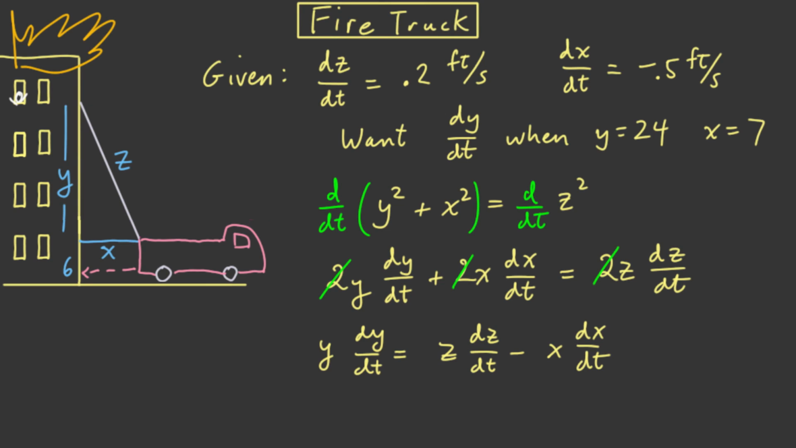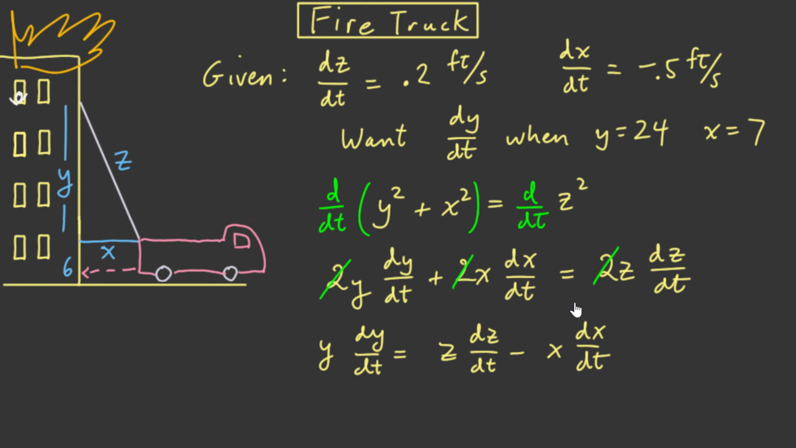Now, here I want to take a moment to point out something about the signs on the right. We have 2 terms, one involving z, one involving x. They both contribute to dy dt. The dz dt term has a plus sign, and dz dt itself is positive. It's positive 0.2 feet per second. So together, that's making a positive contribution towards dy dt, towards the ladder moving up the building. And that makes perfect sense, because dz dt is referring to the lengthening of the ladder.